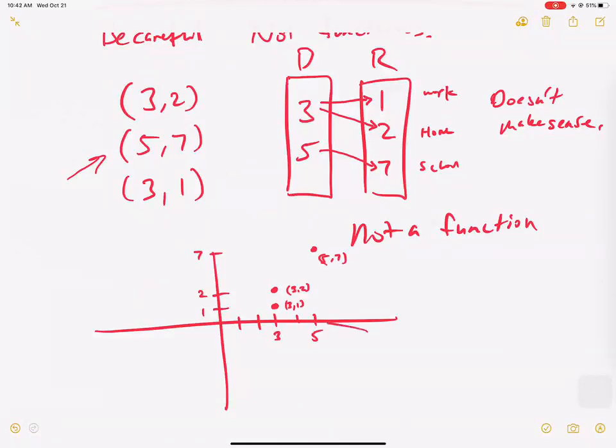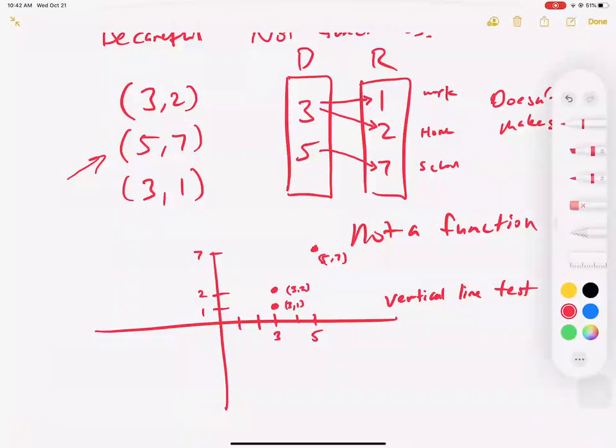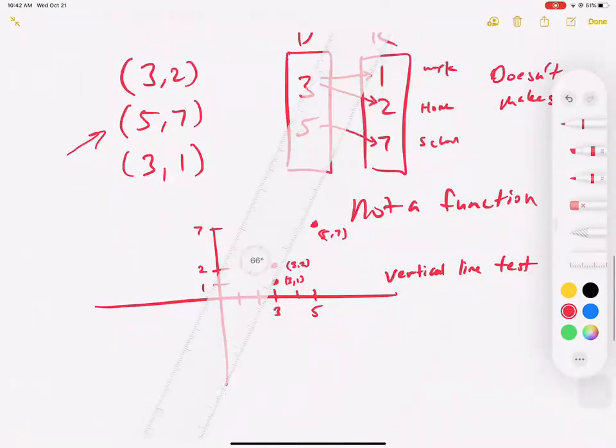If you think of this as a timeline of your life, okay, 1 o'clock, 2 o'clock, 3 o'clock, 4 o'clock, 5 o'clock, okay? So at 5 o'clock, you're at 7. At 3 o'clock, wait, how can you be in 2 places at once? So this is not a function. You can't be in 2 places at once. And we actually have something called the vertical line test. And it is a super cheesy method of seeing if something is a function.